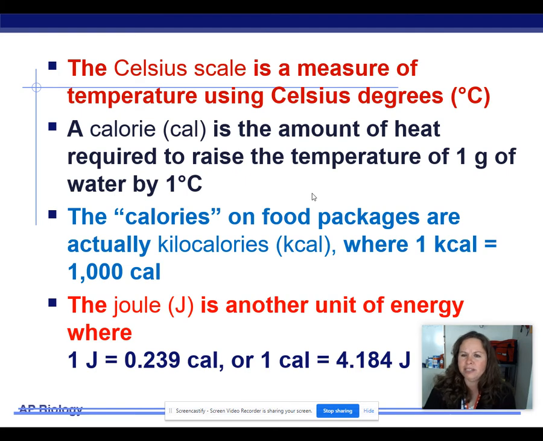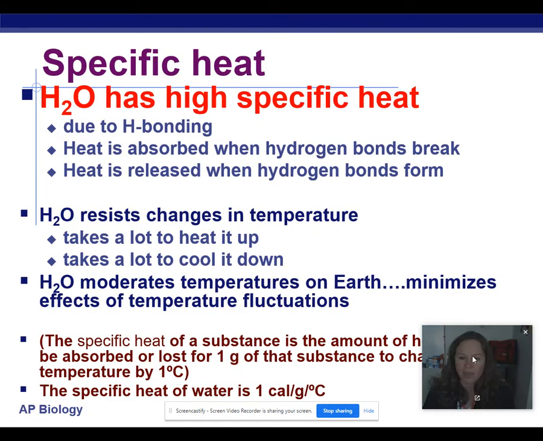A calorie is the amount of heat required to raise the temperature of 1 gram of water by 1 degree Celsius. But the food packages where we read calories, they're actually kilocalories. 1 kilocalorie is 1,000 calories. Another unit of energy that we use is the joule. So if you want to know the conversion, 1 joule is 0.2 calories, or 1 calorie is 4.184 joules. So you'll see those every now and then.